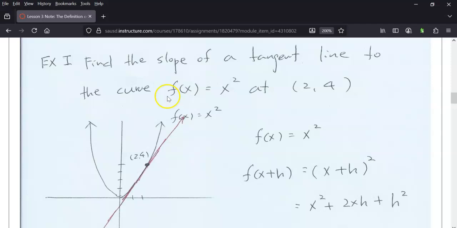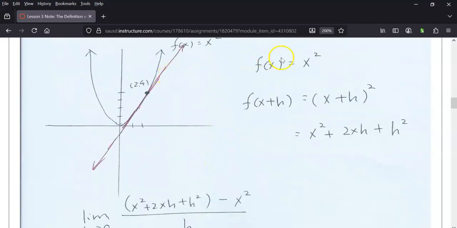So we want to find the slope of the tangent line of f of x equals x squared at 2, 4. Here's our quadratic, x squared. At this specific point, 2, 4, I want to find the slope. We know that f of x is x squared. Now we want to find a point that's h units further away from x. This is y2, and this is y1.